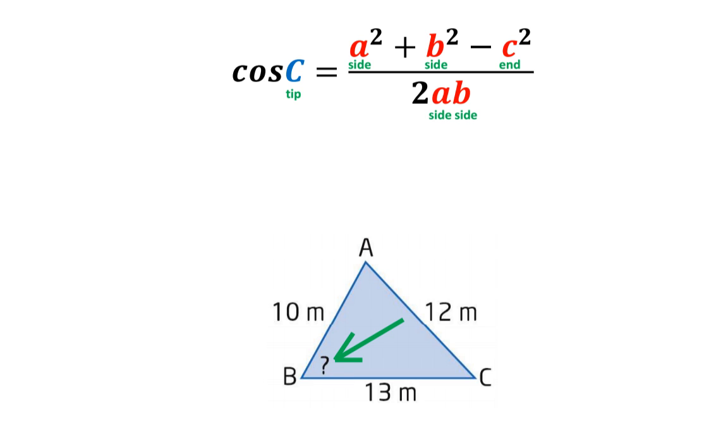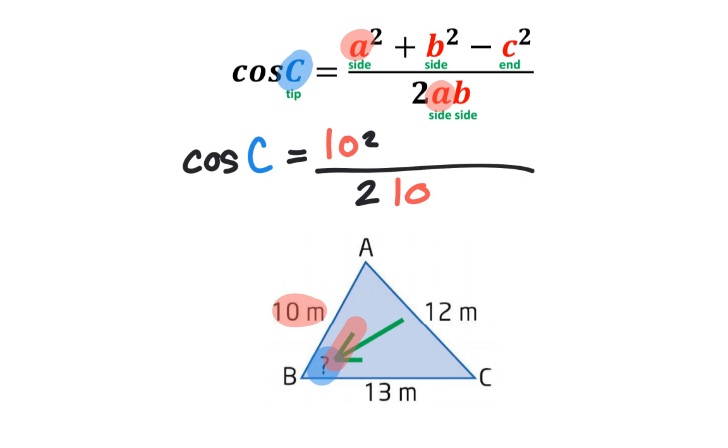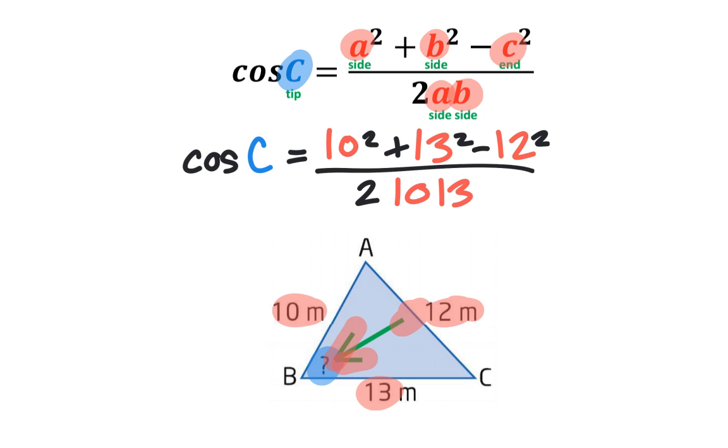I'm going to start by replacing some of these variables with numbers. Uppercase C is the tip of the arrow, and this is the unknown angle that we're looking for, so I'm just going to leave that alone. Lowercase a is a side of the arrow, and I'm going to replace that with the number 10. Lowercase b is the other side of the arrow, and I'm going to replace that with the number 13. And last, lowercase c is the end of the arrow, and I'm going to replace that with the number 12.